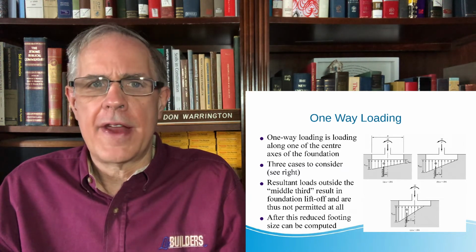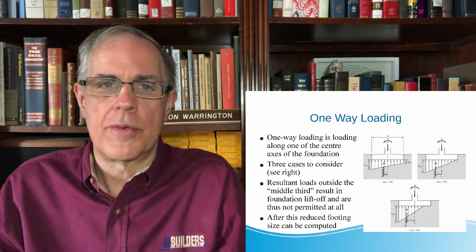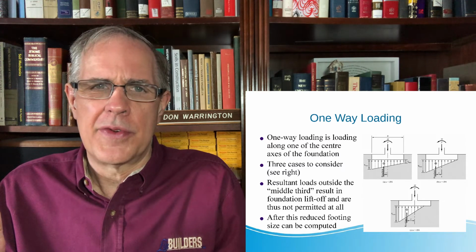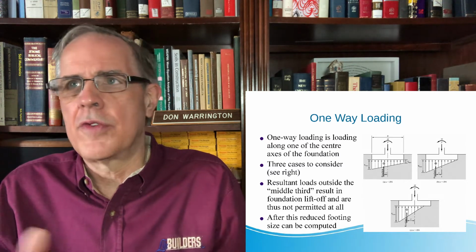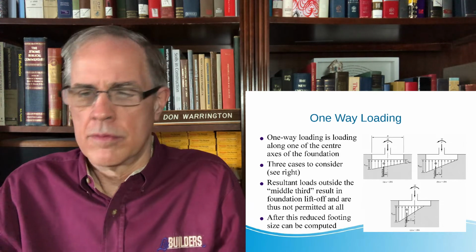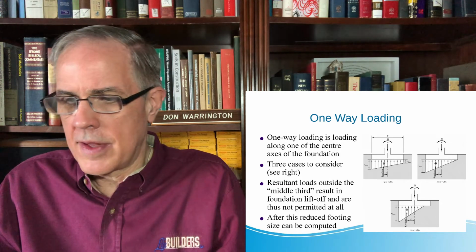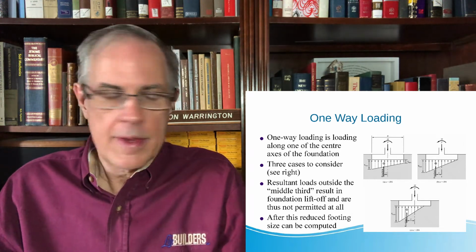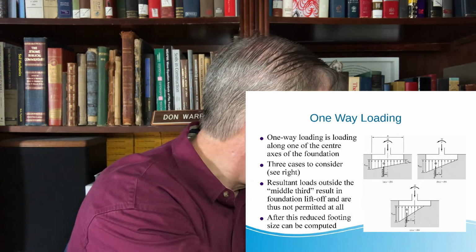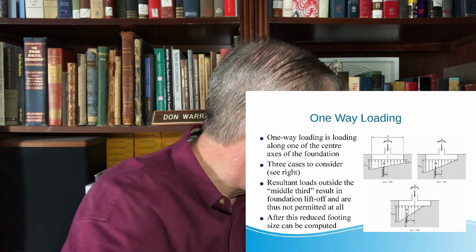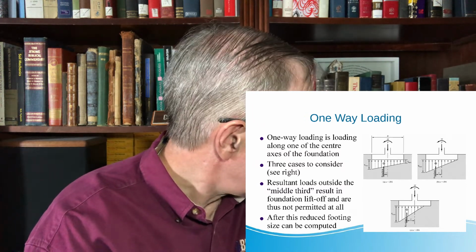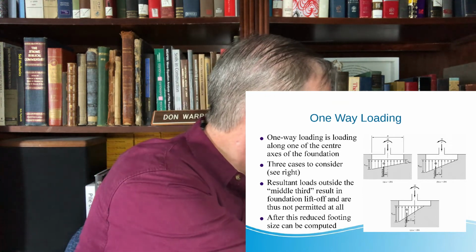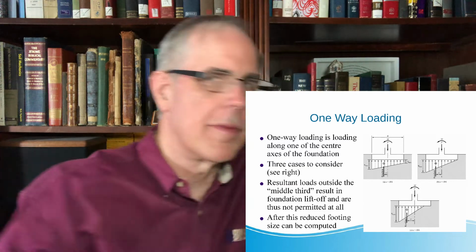In the case of a finite foundation, one-way loading can be true if the load is eccentric in only one direction. But what happens is that as you move the load in one direction, you start getting a ramp load. You get the pressure here and here, and then you get to a point where this load goes to 0 and this is your maximum load.